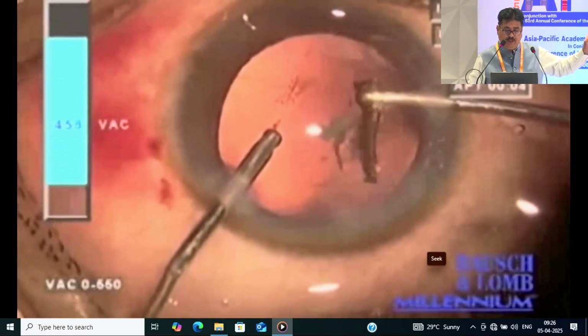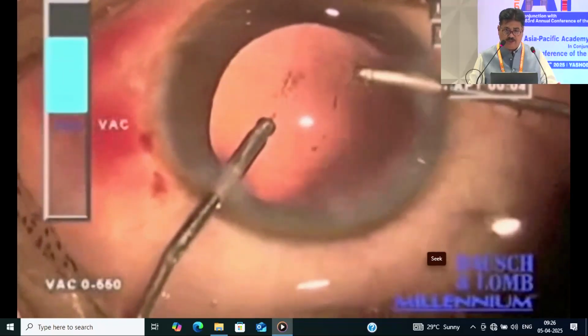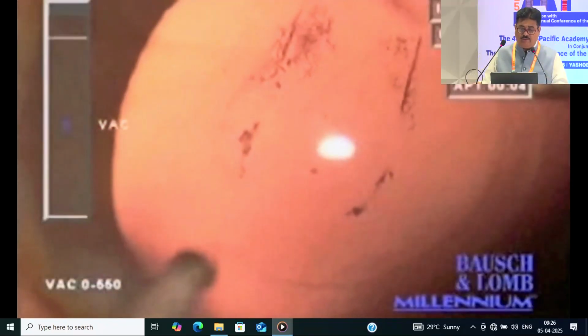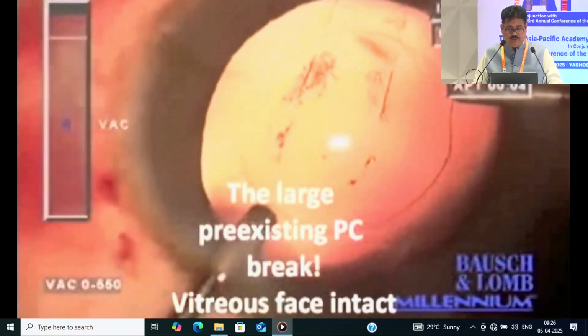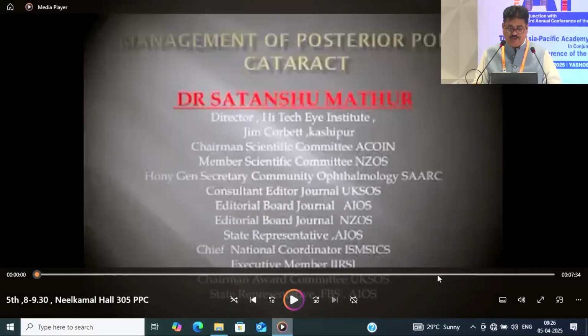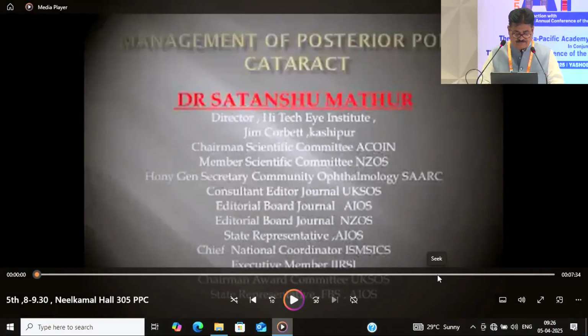Even if there is a pre-existing defect, it will not increase and you can put the lens in the bag, whatever lens you want to push. Good. So the vitreous space is intact. So thank you very much.